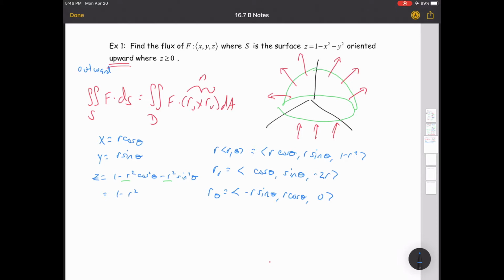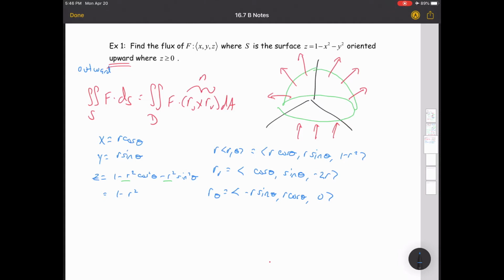All right, so this is where things become important. Before, it didn't matter. If we did r sub r cross r sub theta or r sub theta cross r sub r, it didn't make any difference, because what we did after that, when we were doing the surface integrals, was take the magnitude.